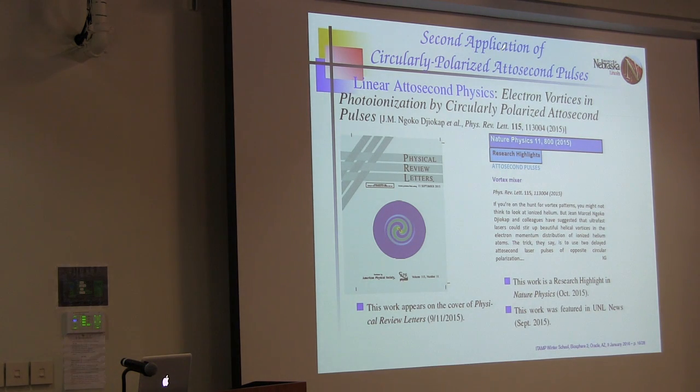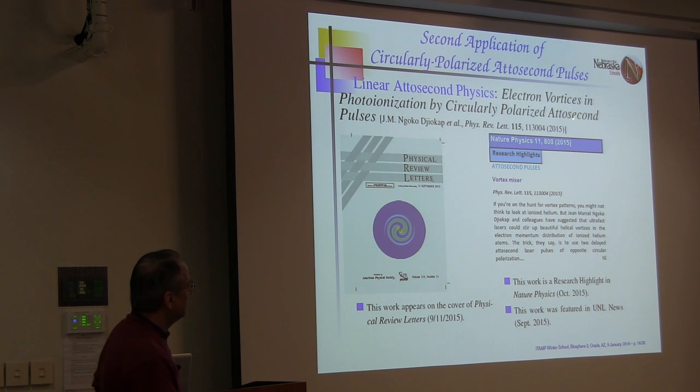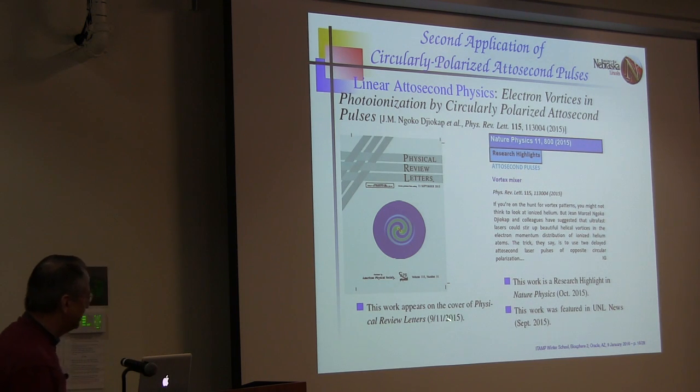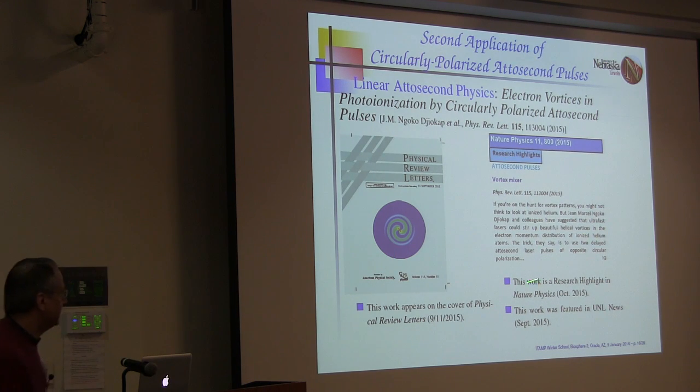This is linear attosecond physics, so this would work even for weak attosecond pulses. We show that one can produce electron vortices in photoionization by circularly polarized attosecond pulses. This was on the cover of the September 11th, unfortunate date, but September 11th, 2015, cover of PRL, and highlighted in Nature Physics.